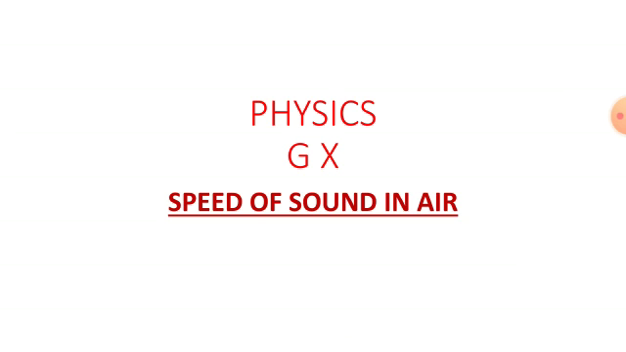Means for every 1 degree centigrade rise in temperature, there will be increase in 0.6 meters per second in the speed of sound. And if the density of air decreases, then speed of sound will increase in that air. As we know that by increase in humidity in the air, its density decreases, and due to decrease in density, speed of sound in air will increase. So by presence of more humidity in the air, speed of sound will increase in the air.